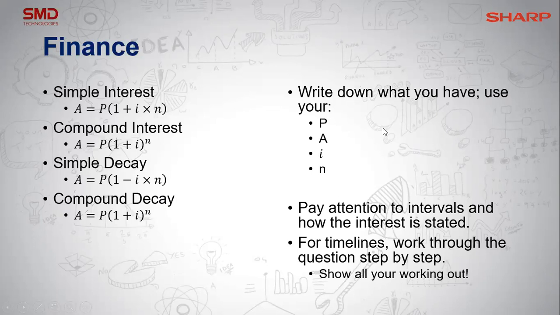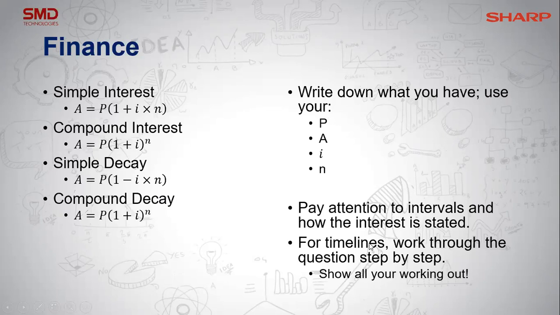Okay, and then pay attention to your intervals. Did they tell you that it's compounded monthly and then they gave you a number of months, or did they tell you it's compounded annually and give you a number of years or whatever? Make sure that you write down that information and pay attention to the information that they give you.